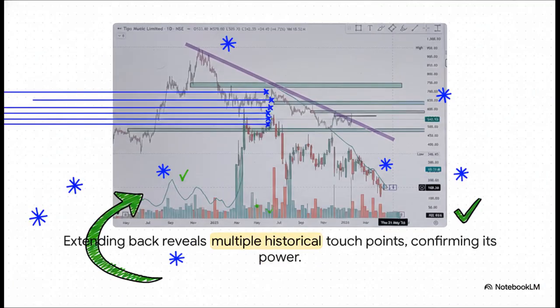We apply the rule. We extend that supply zone back in time, and what do we find? Not just one, but multiple historical peaks that line up perfectly. This tells us the price has tried and failed to break through this level several times before. This is just a brilliant illustration of how one simple action, extending that line, gives us the confidence to say, yep, this is a real significant barrier.